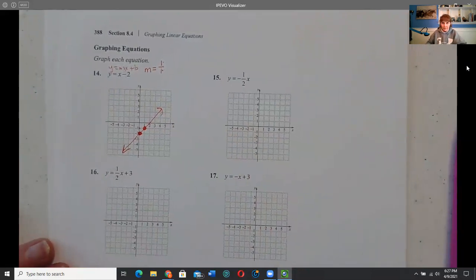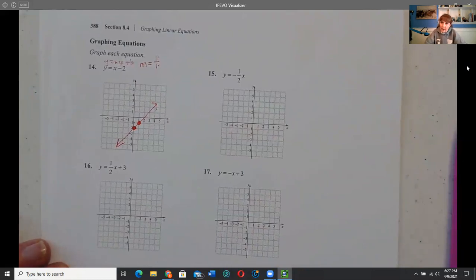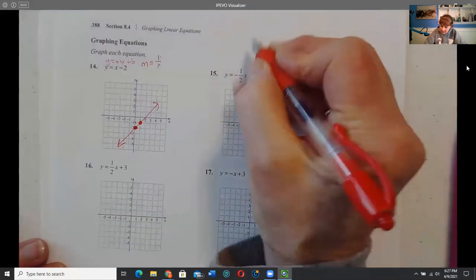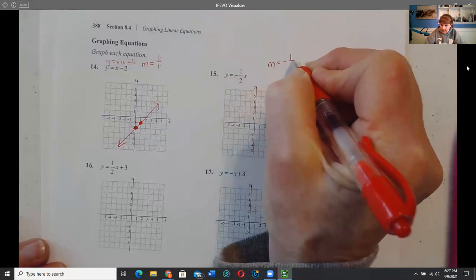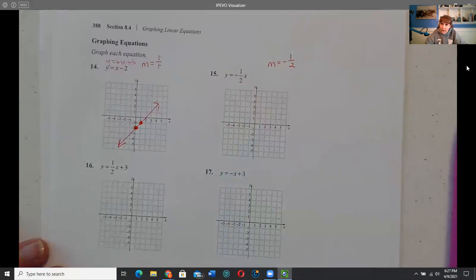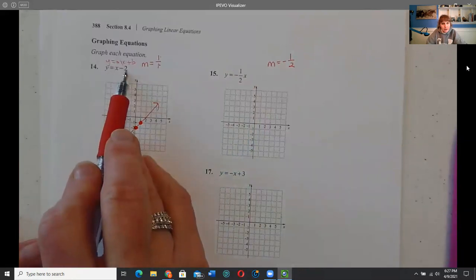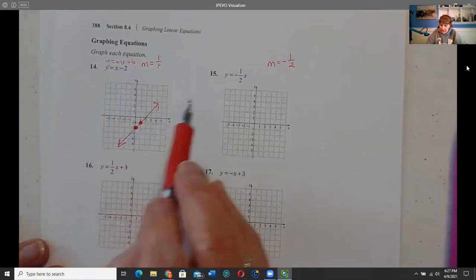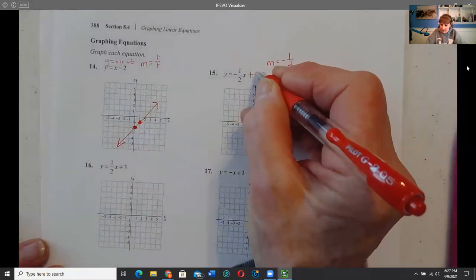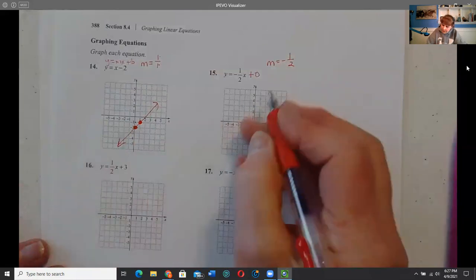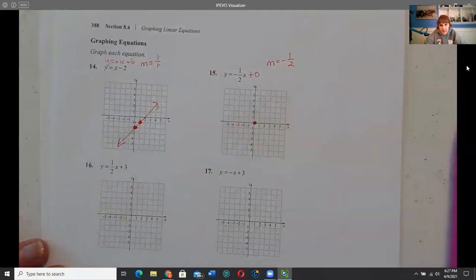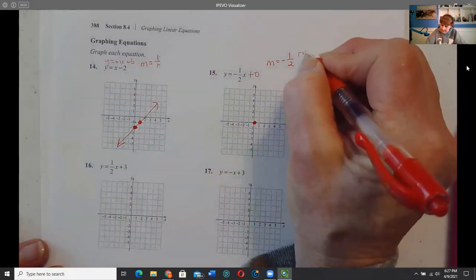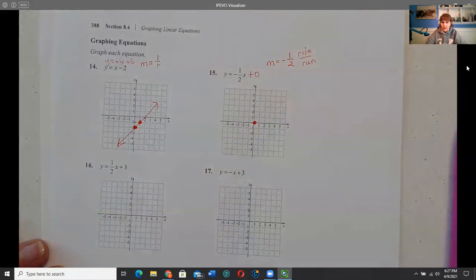Let's look at 15. We need to find the y-intercept. I know the slope. The slope is -1/2. But what's the y-intercept? Well, here you had to subtract 2, so it's -2. Here it's +0. There, you don't have a number, which means you go to the 0. If it's not there, you just go to the 0. Now, this is a negative slope. So what I'm going to do is, rather than go, this is rise over run. All right, so it's a ratio.